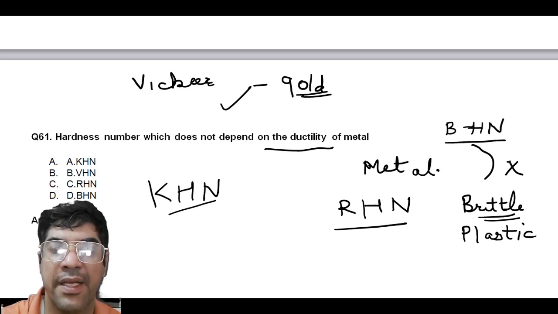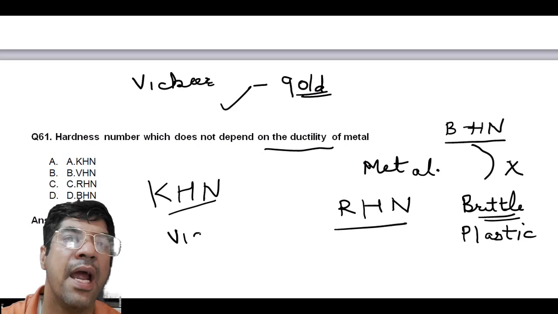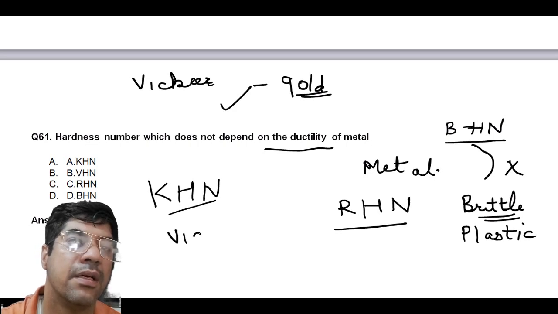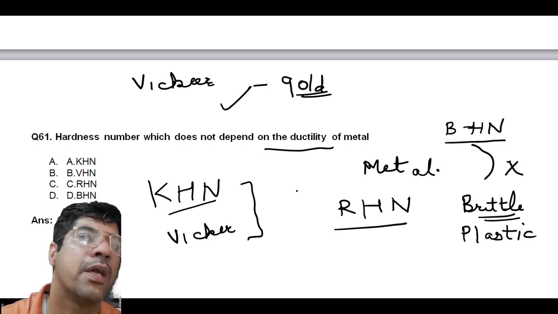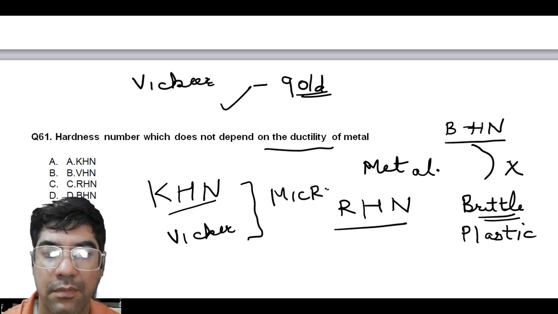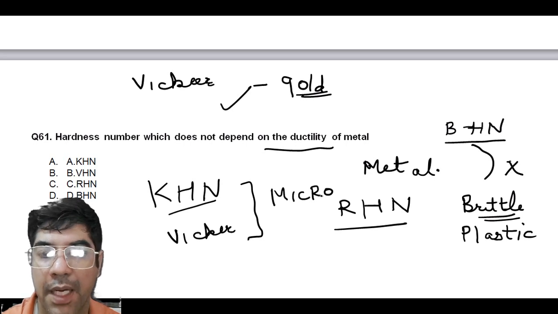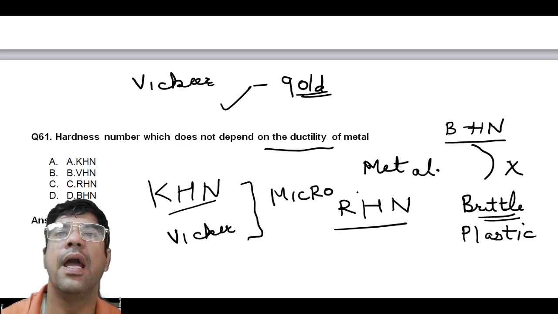Other is the Knoop hardness test. Remember the Knoop and Vickers, they are classified as microhardness. The Shore and Barcol, they are used for measuring the hardness of rubber and plastics.